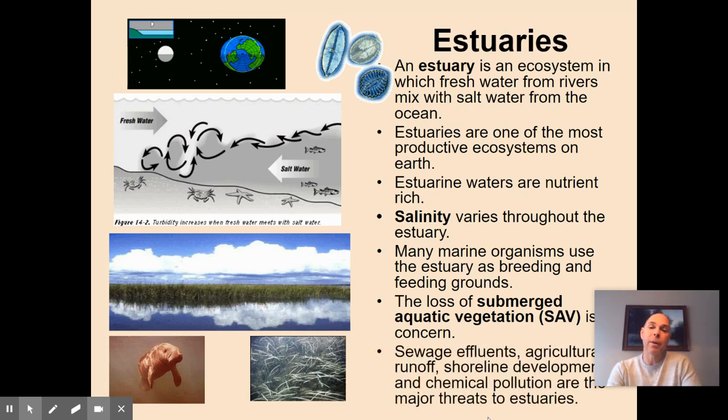Some of the threats to estuaries are sewage effluents. In other words, the treated sewer water leaving a sewage treatment facility can impact these estuaries. Agricultural runoff in many areas, pig farms, I'm thinking most specifically in Chesapeake Bay, has had a dramatic impact on the water quality in the Chesapeake Bay area. Shoreline development, building homes, and of course, chemical pollution are all major threats to estuaries, which again are really important breeding grounds for many different types of fish species.